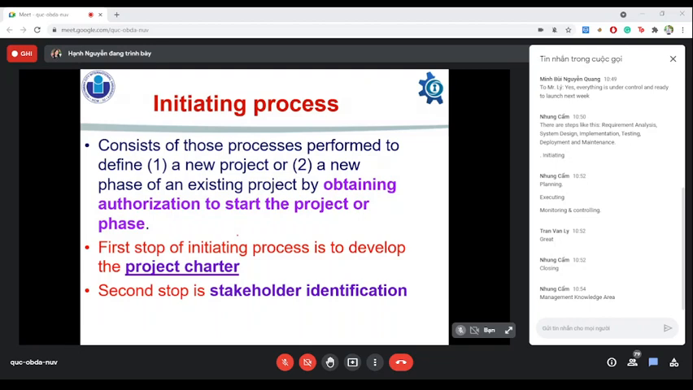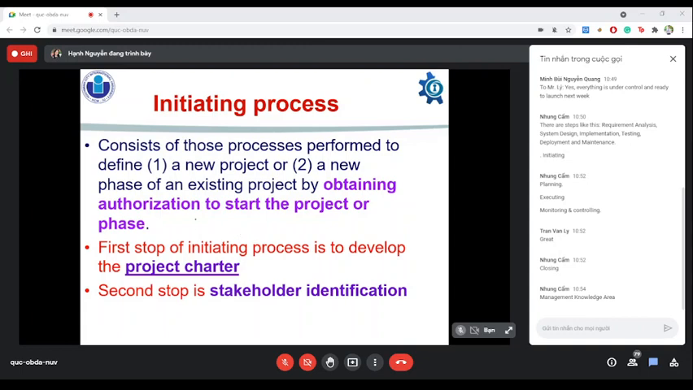So, the initiating process. As I have gone through the overall project management process, now I would like to go into more detail on the first process group, which is the initiating process group. This group consists of those processes performed to define a new project or a new phase of an existing project by obtaining authorization to start the project or phase. Within the initiating processes, the initial scope is defined and the initial financial resources are committed.